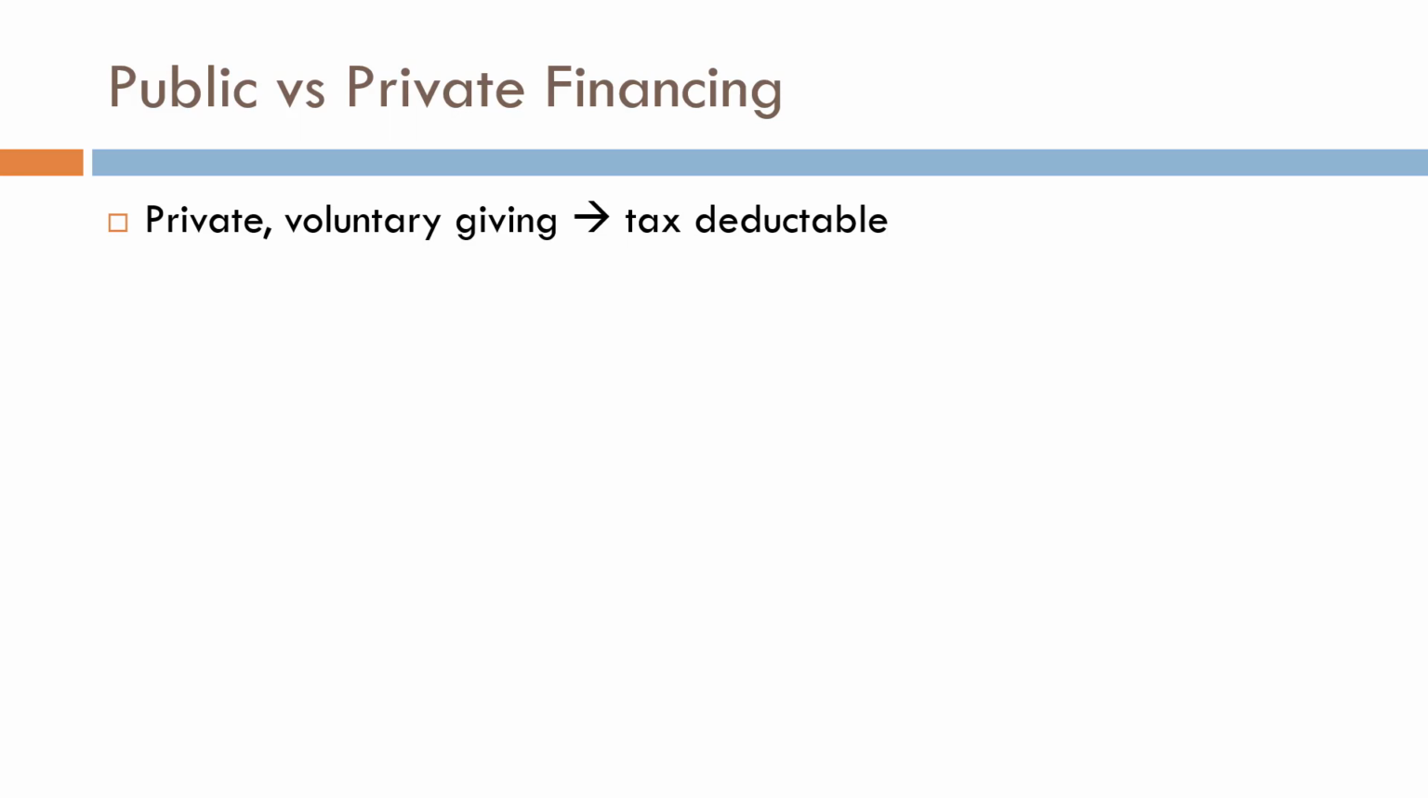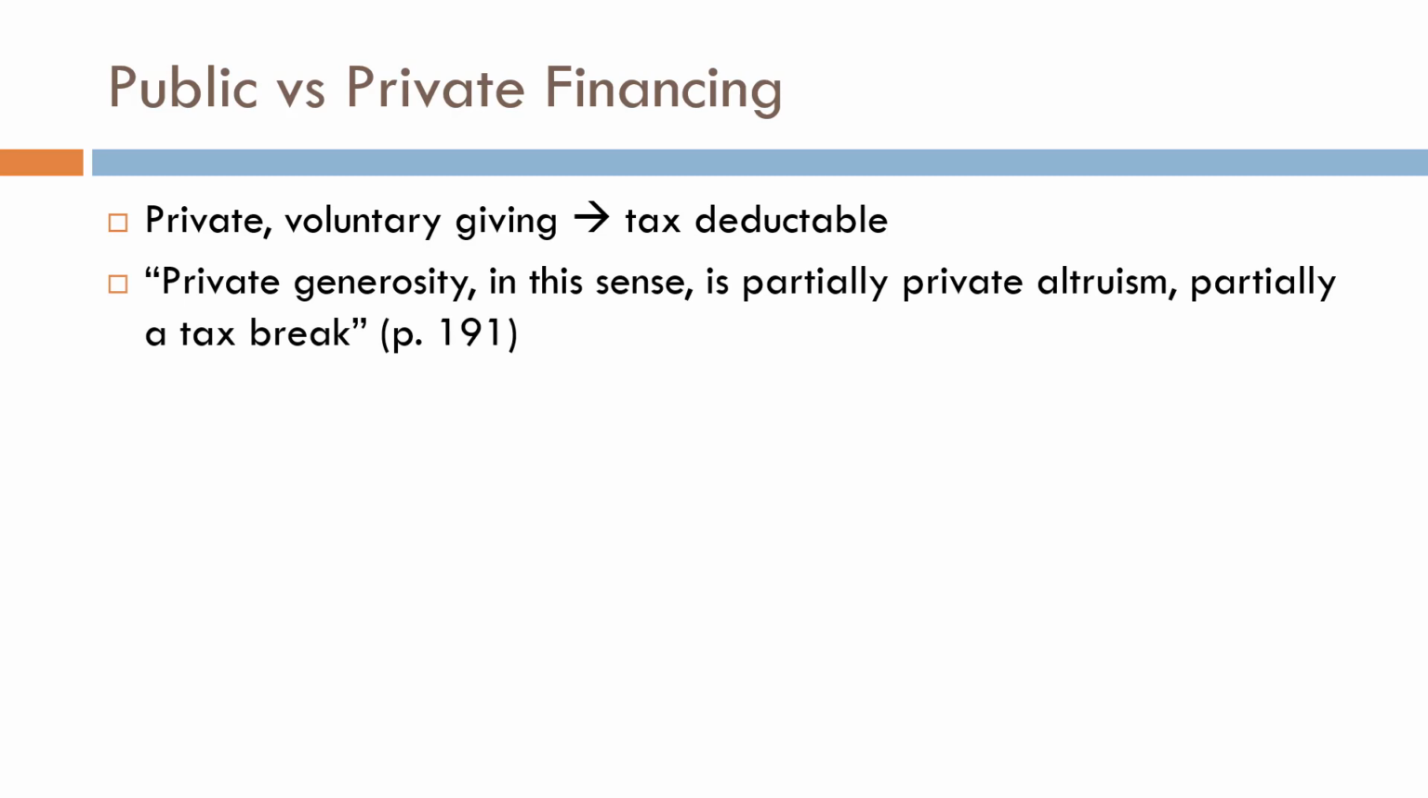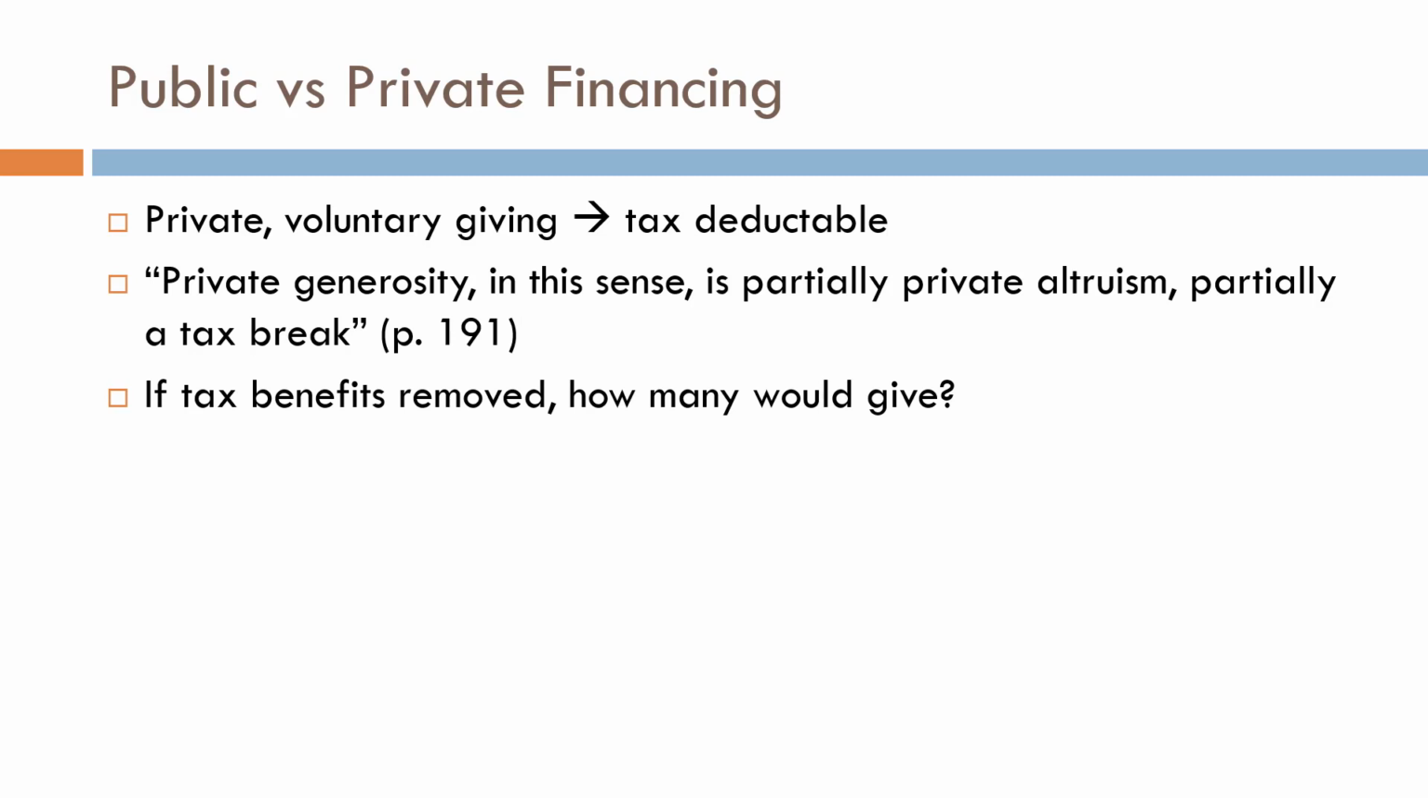As Gilbert and Terrell note, private generosity in this sense is partially private altruism, wanting to give, but also partially a tax break. So the question becomes, if tax benefits are removed, how many people would actually give the amount that they give? Some studies suggest that a large portion would not give. Therefore, these tax benefits that they're getting are part of public financing, right? If they're getting tax breaks, that's less money into the public sector. So in a sense, here we have this public and private overlap.